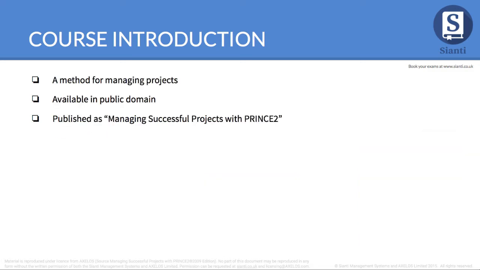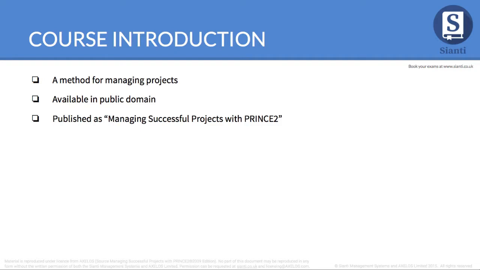So Prince2 is a method for managing projects. It is not a textbook on project management. There are plenty of those around. Prince is a method for managing projects. It omits certain technical details quite deliberately where these are widely available elsewhere. Otherwise the manual will just get too big.